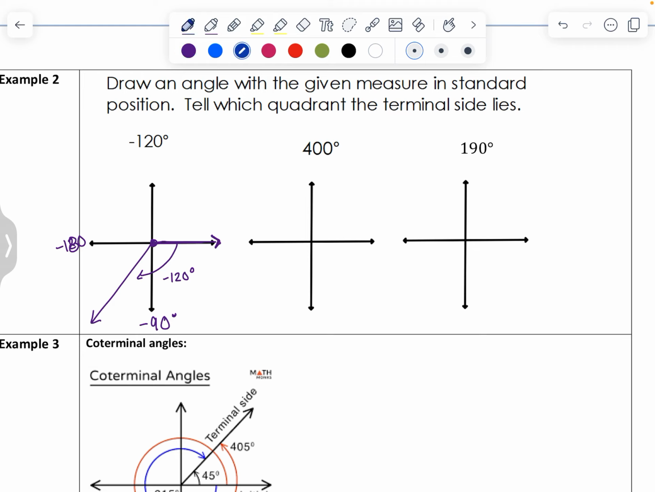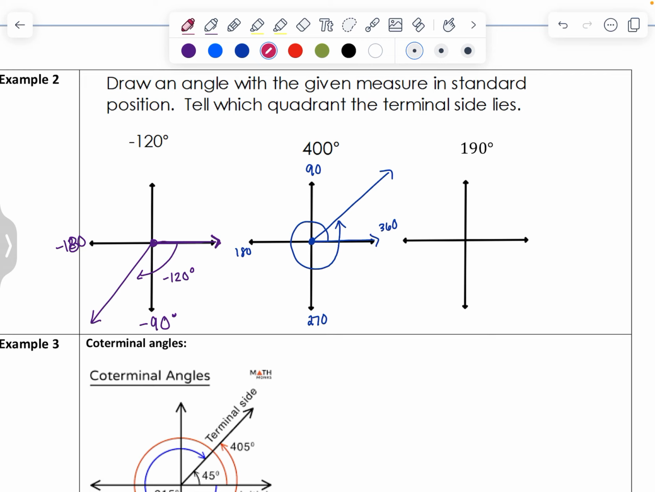If I want to draw an angle of 400 degrees, we have to remember that all the way around it goes 90, 180, 270, 360. So we would have to go a full circle and then 40 more to get to 400 degrees. You would start your initial side at the positive x-axis, go all the way around a full circle and then another 40 degrees, which is just about halfway, since halfway to 90 would be 45. You want your directional arrow to show which direction you went and your terminal side to show that's where the angle ends.